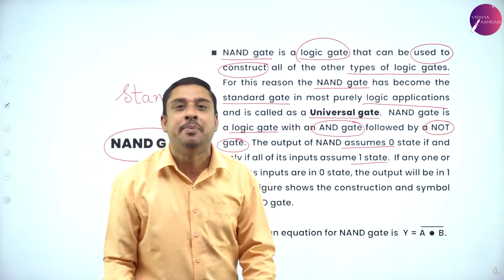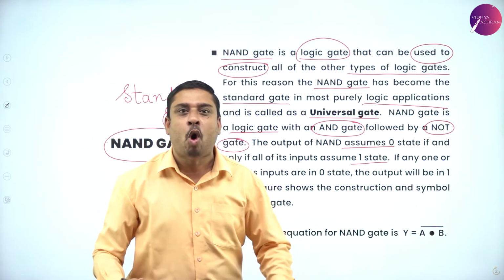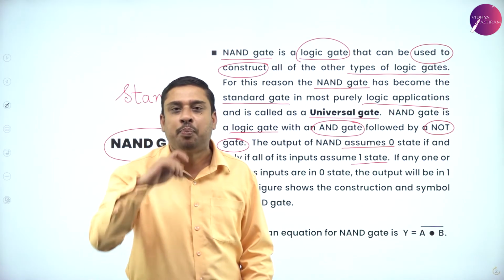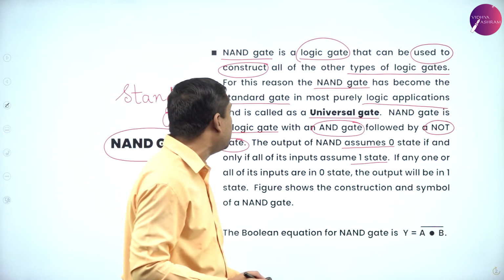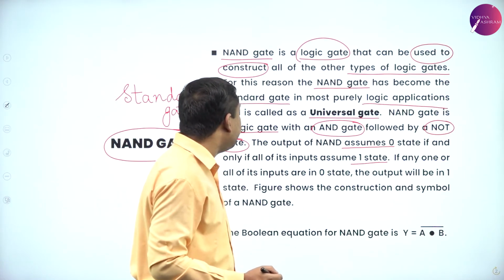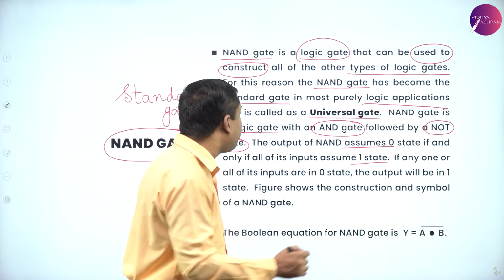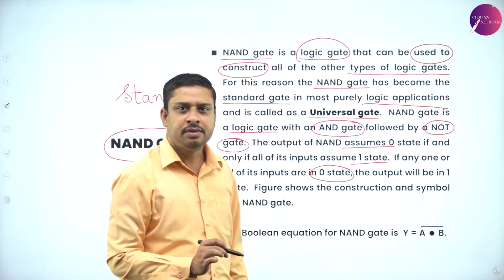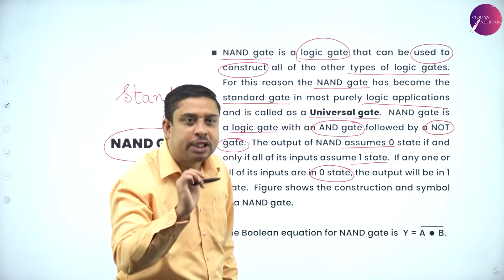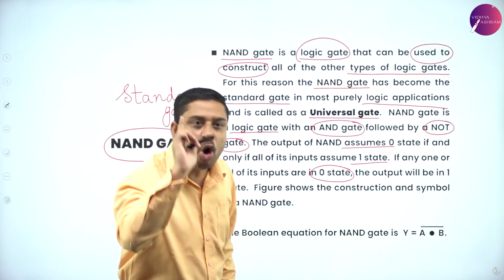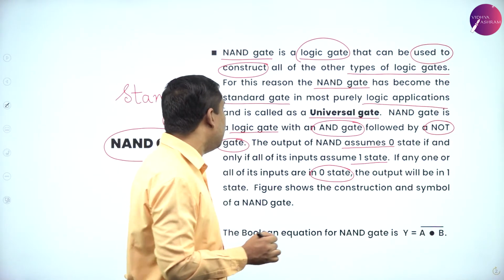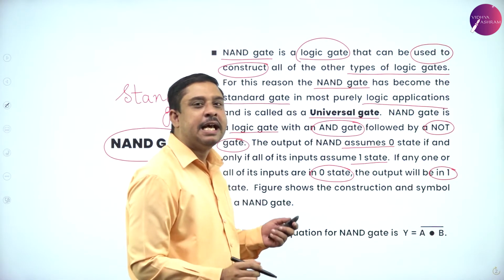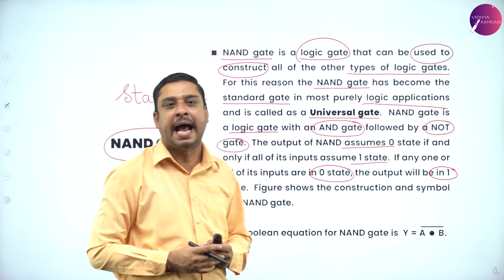When both the inputs are high, when both the inputs are in the one state, the output of the NAND gate is 0. Now, if any one or all of its inputs are in the 0 state, one of the inputs is 0 or both the inputs are 0, the output will be 1. So this is the description of the NAND gate.